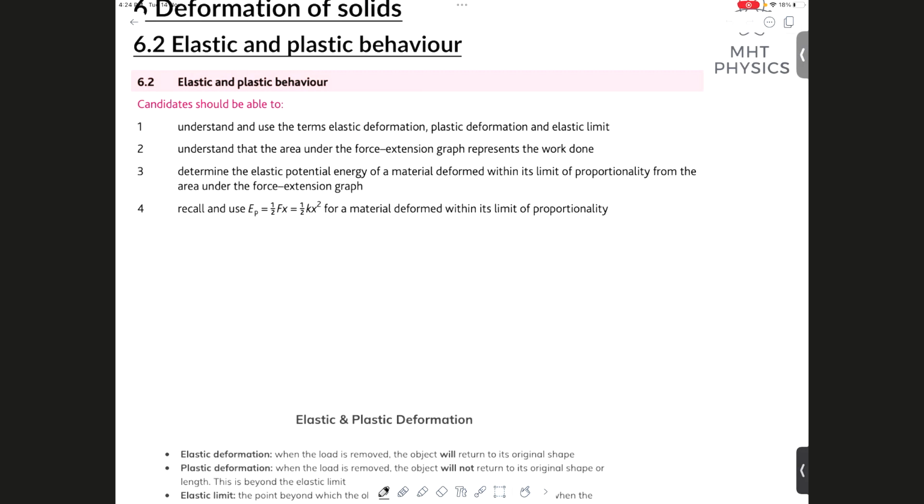I think elastic is the point to show elastic behavior. Understanding the graph is the work you did. Elastic potential energy is in the linear proportionality of the graph. So we have a straight line and form a half x or half a square. F is equal to kx, so half Fx over there. Yes, that is elastic behavior.